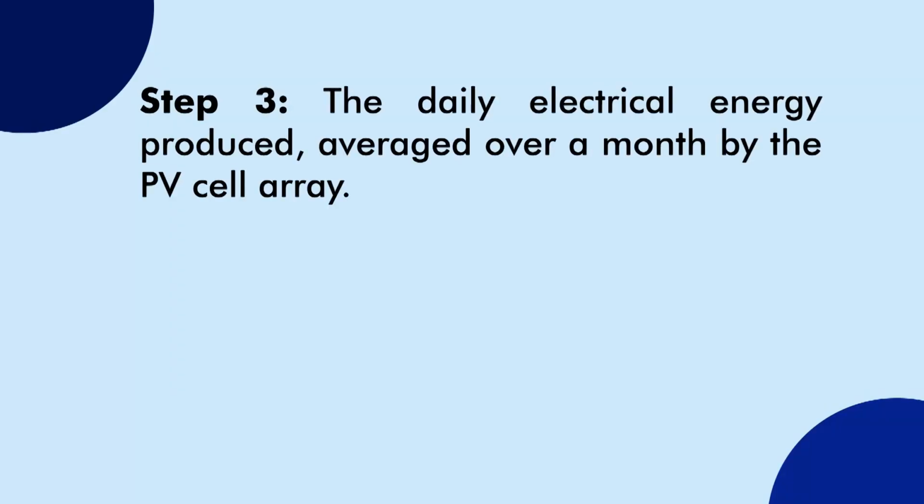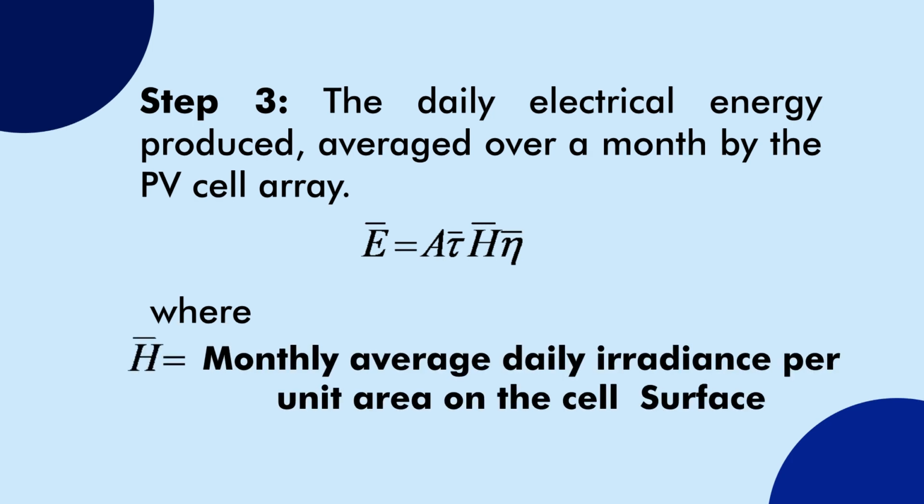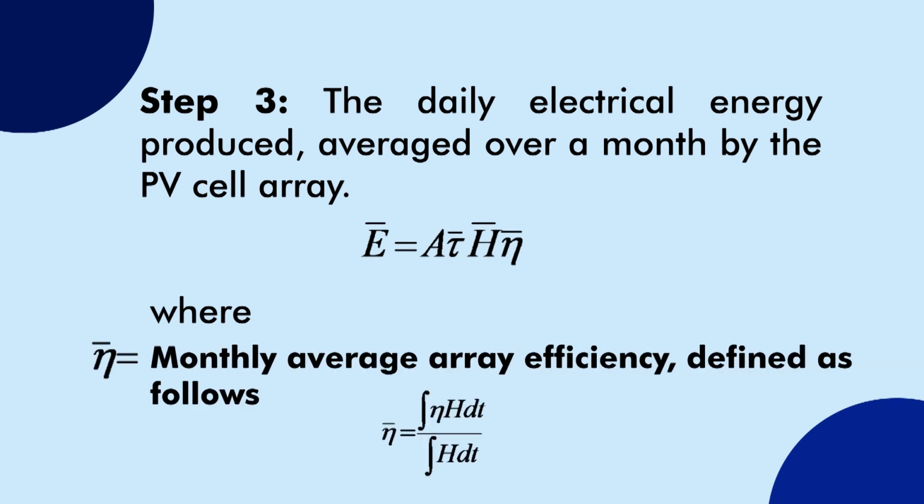The third step is to calculate the daily electrical energy produced, averaged over a month, by the PV cell array. This can be written as E = A tau H eta, where E is the monthly average daily electrical energy produced by the PV cell array, H is the monthly average daily irradiance per unit area on the cell surface, and eta is the monthly average array efficiency. This can be denoted as eta equal to the ratio of the integration of eta H dt to the integration of H dt.